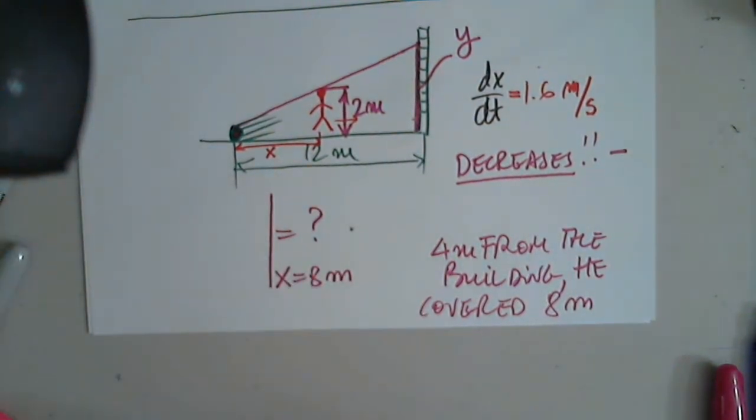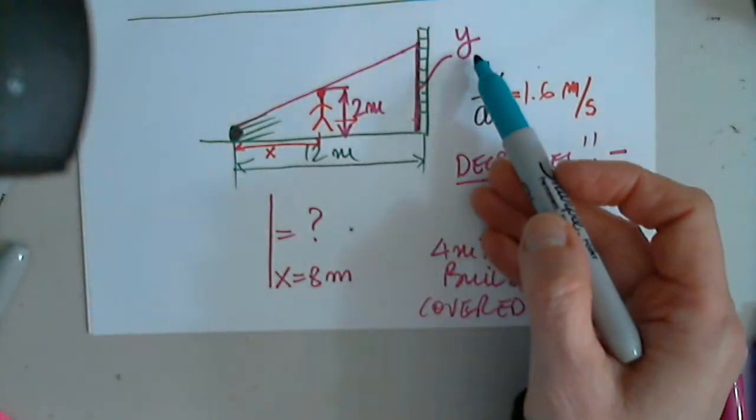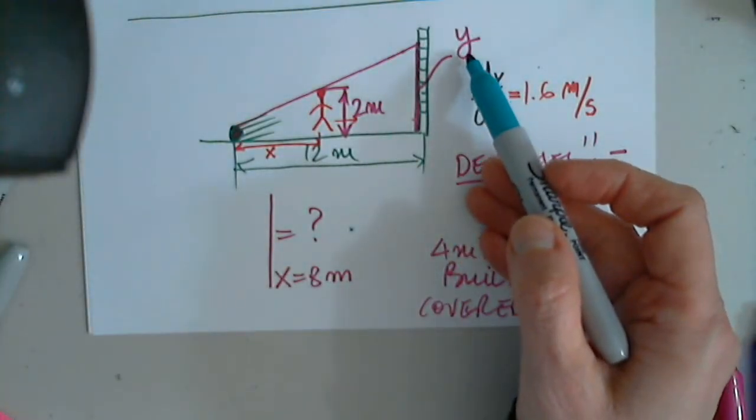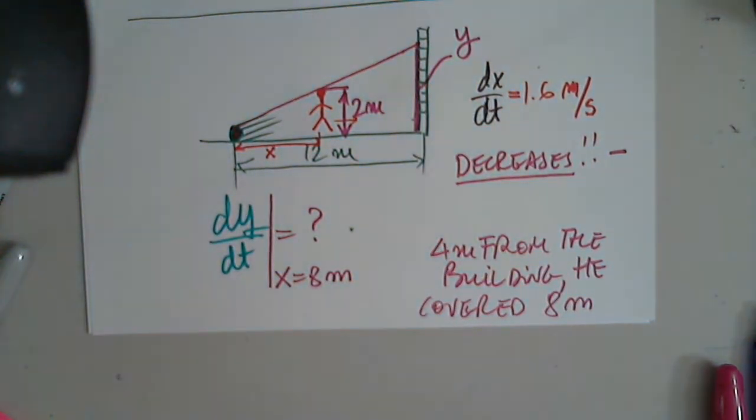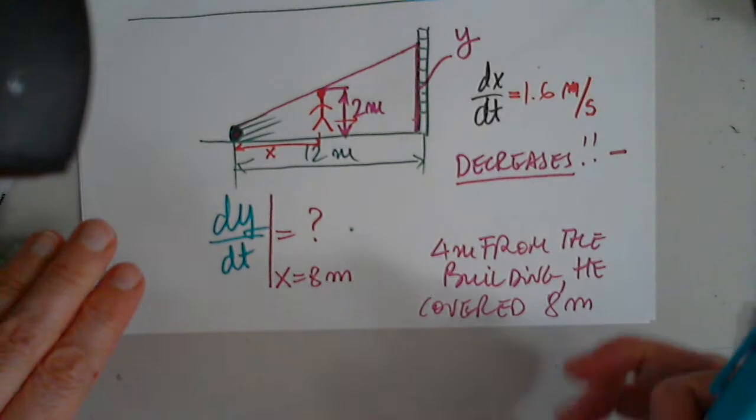It's going to be like d of something over d of t, but I'm not sure what the one we just denoted by y. Oh, d of y over dt. That's it. Very good.